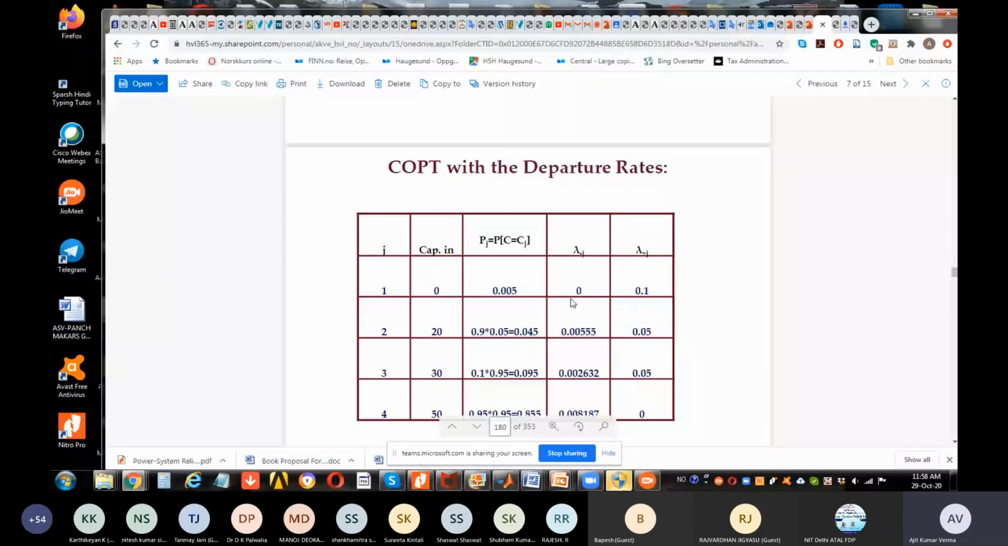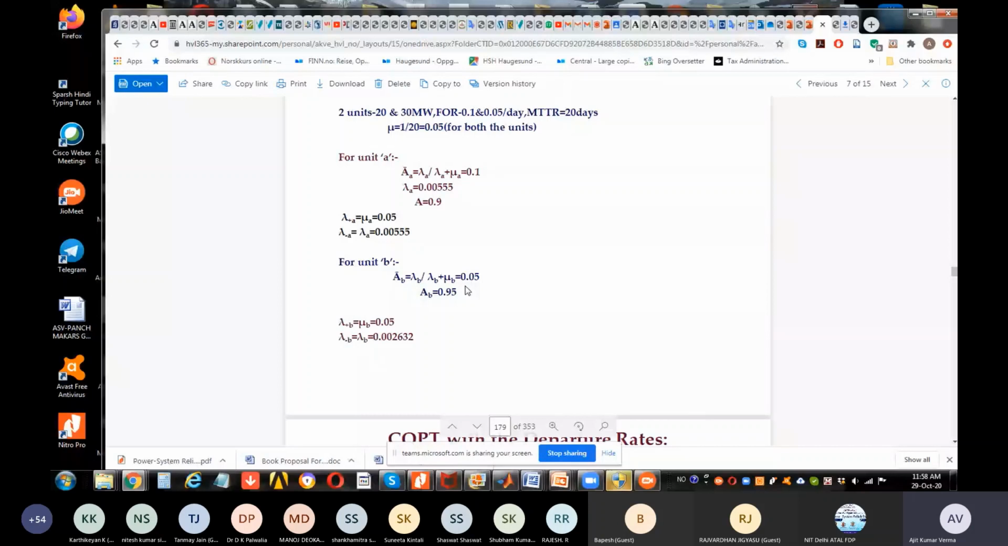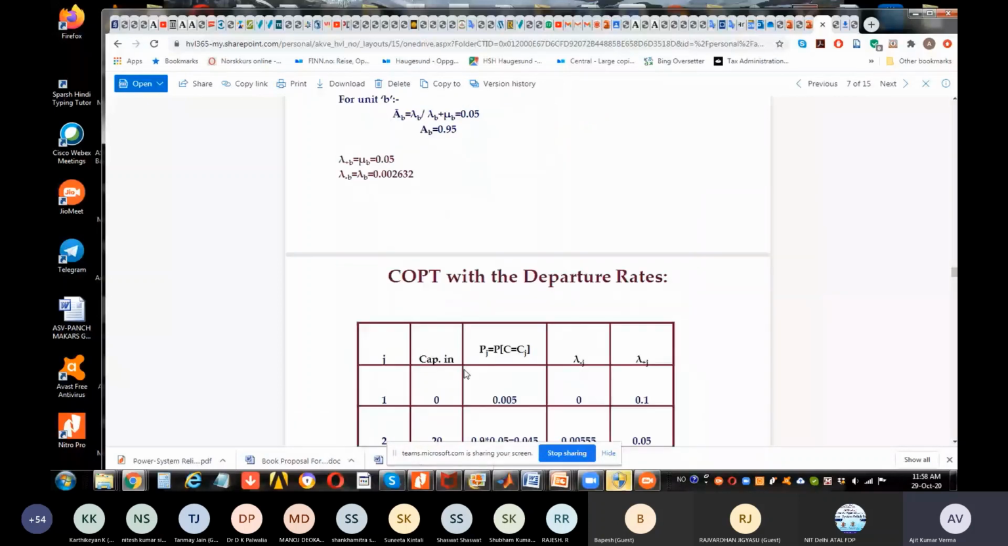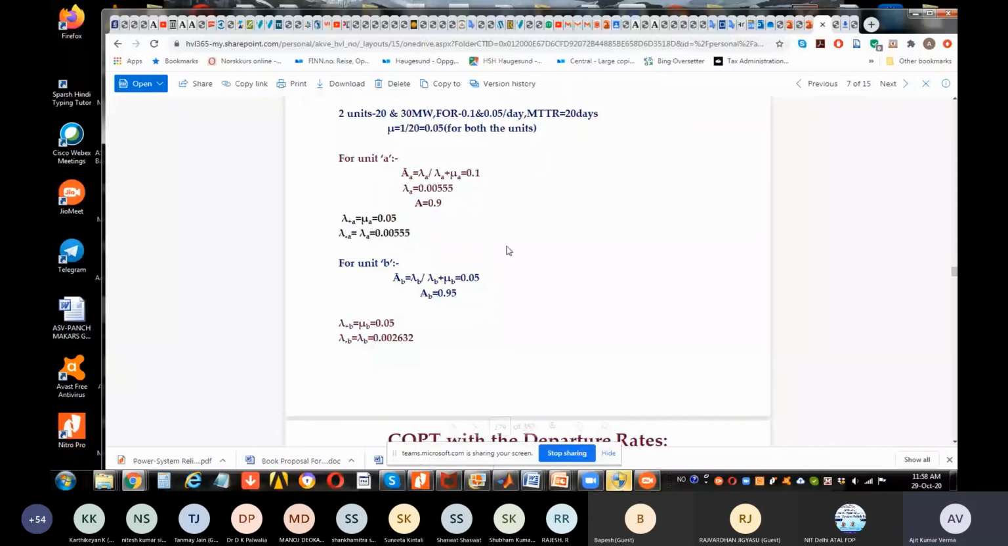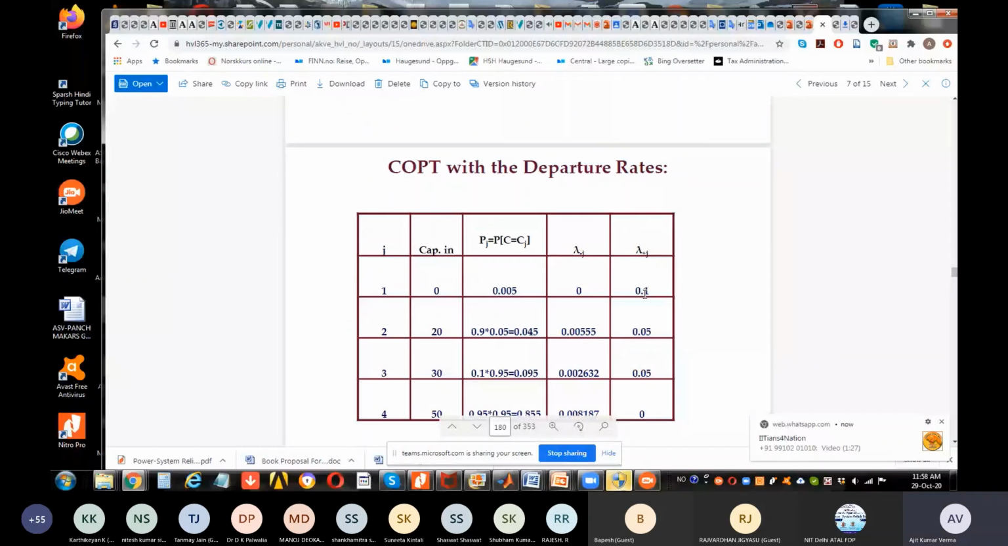So what is the transition to a higher state? It could be to 20, it could be to 30. When it is capacity zero and you repair, it can come back to 20 or it can come back to 30. So the repair rate is 0.05 for 20 and 0.05 for 30. Both of them are the same. So 0.05 and 0.05, you sum them up, you get 0.1. Two possibilities, to 20 and to 30. So from zero, you can go back either to 20 megawatt or to 30 megawatt by repairs. So the sum of them is 0.1. And to the zero state, nothing is possible.